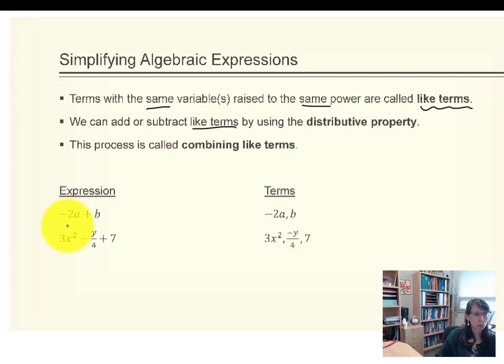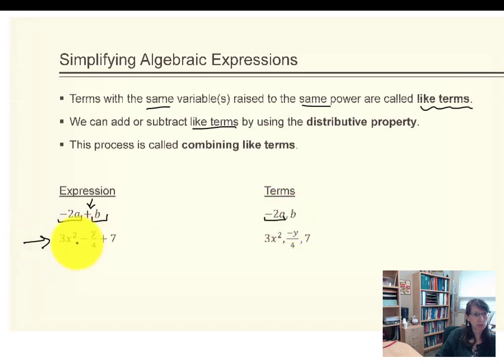So we have an expression here of negative 2a plus b. Notice that the plus sign is going to separate this expression into its individual terms. One term is the negative 2a, that you can see is written right here, separated with a comma. The other term is positive b. So negative 2a is one term, b is another term.